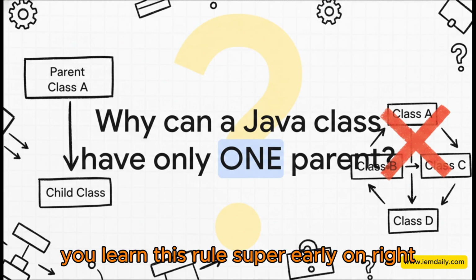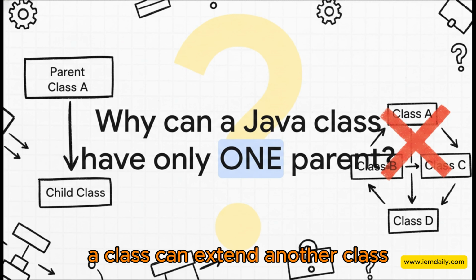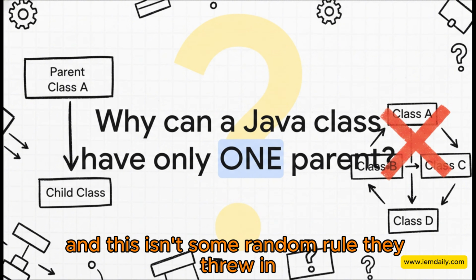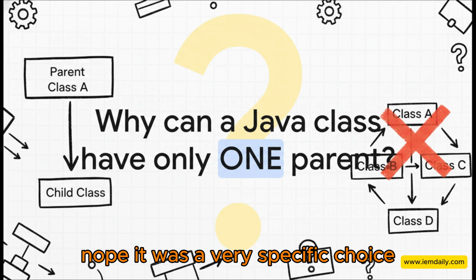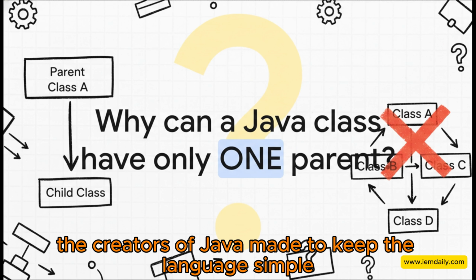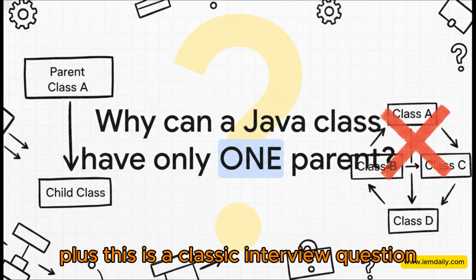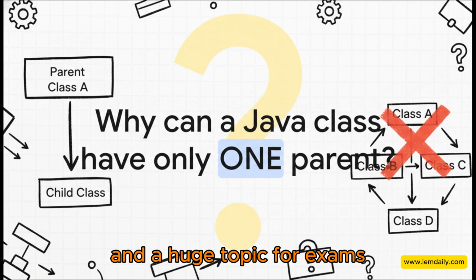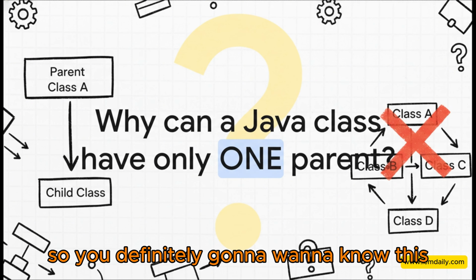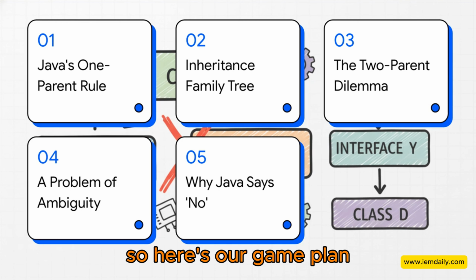You learn this rule super early on, right? A class can extend another class, but that's it, just one. And this isn't some random rule they threw in. Nope. It was a very specific choice the creators of Java made to keep the language simple and predictable. Plus, this is a classic interview question and a huge topic for exams, so you're definitely going to want to know this.